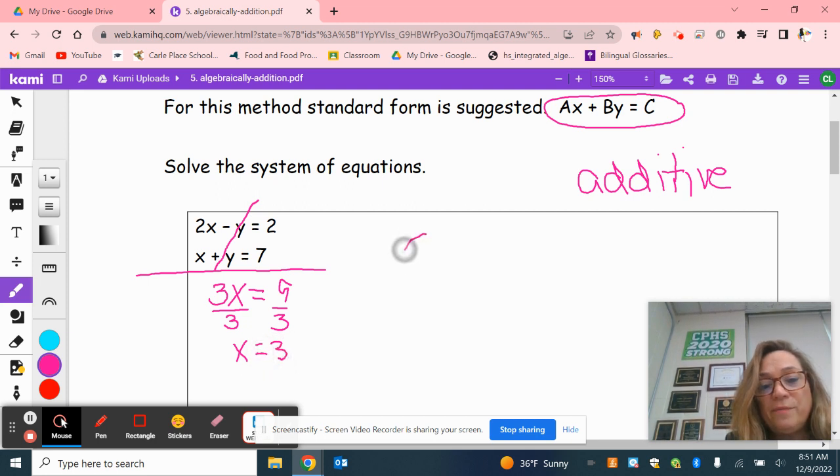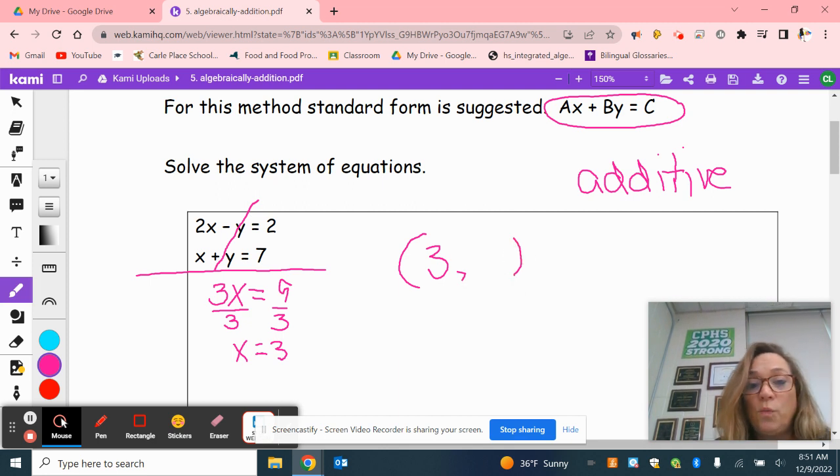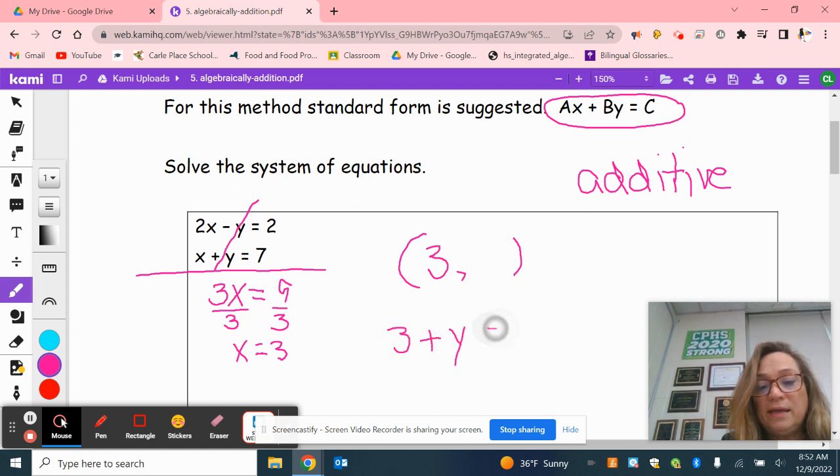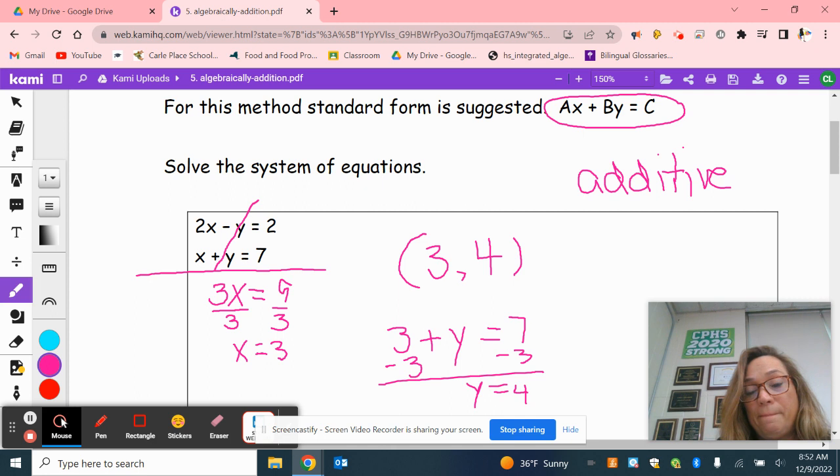Now, you have to remember that for every x, there's only one y. So we want to find that y. So you can go back to either equation and just substitute in the x. So I'm just going to use the x plus y. So I'm saying 3 plus y equals 7. I would just subtract 3, and I would get y equals 4. For every x, there's only one y. You can also check this on your calculator. That would be the point of intersection, 3 comma 4.